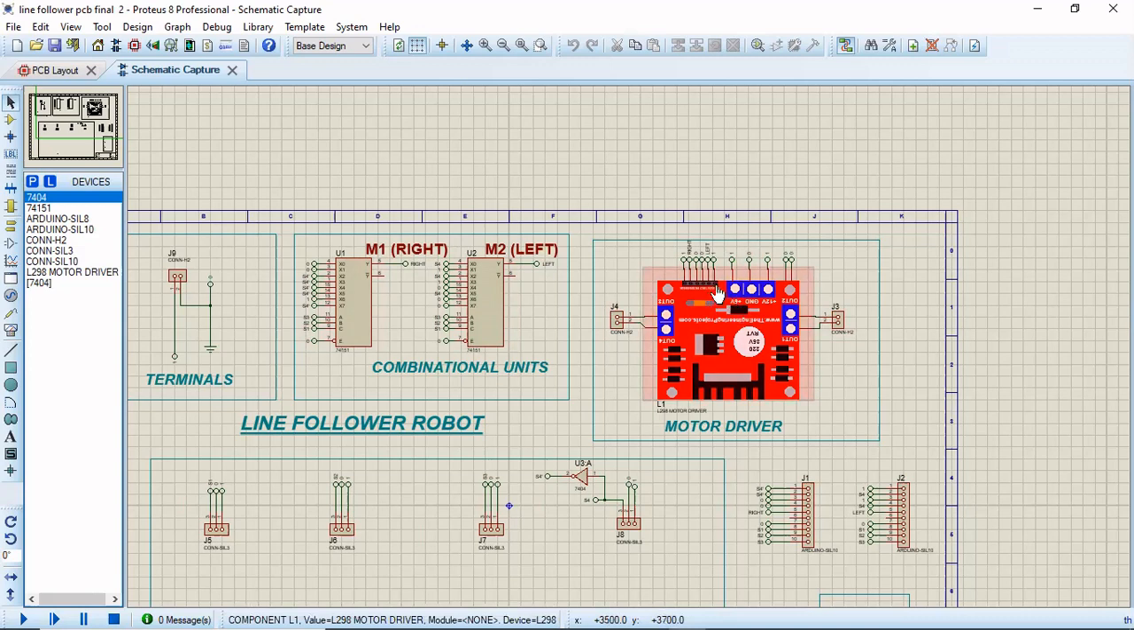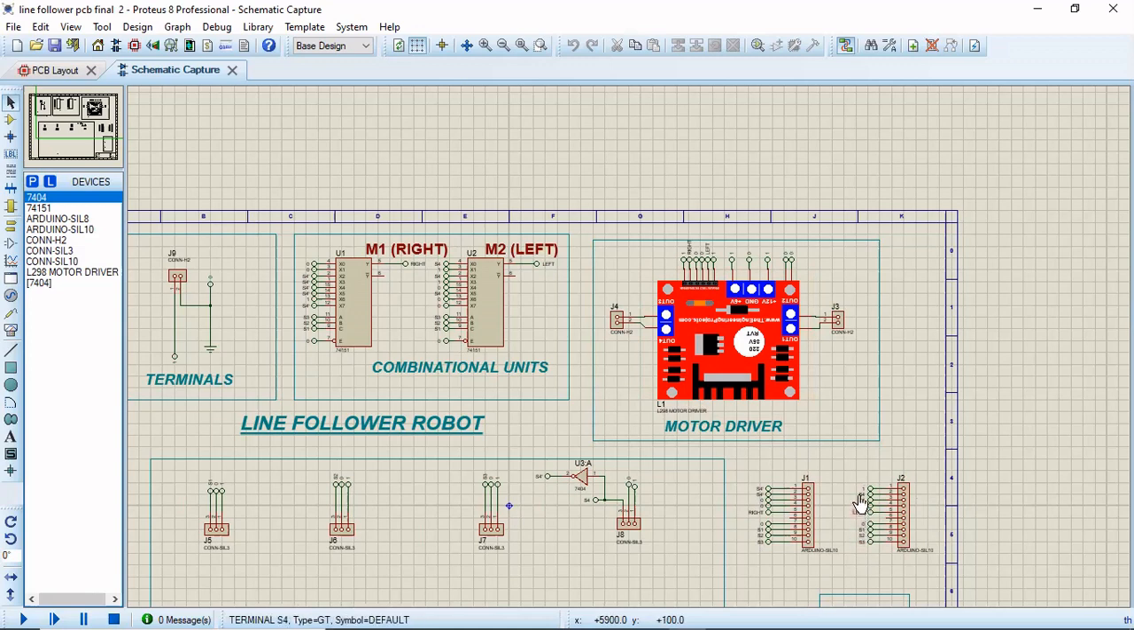Then the output from the left mux is connected to the second pin, and the output from the right mux is connected to the fourth pin. So these are the connections, and then we have the Arduino cells.